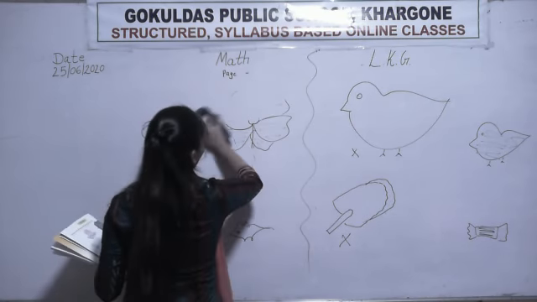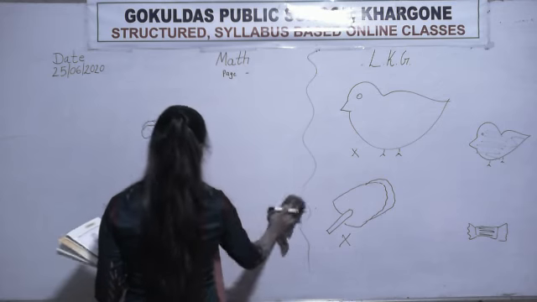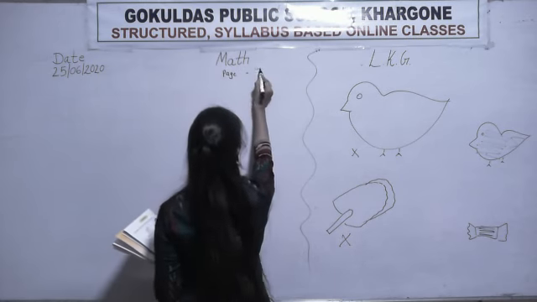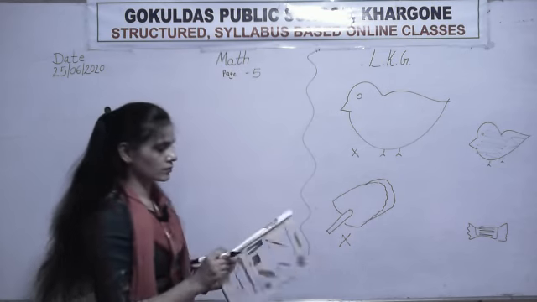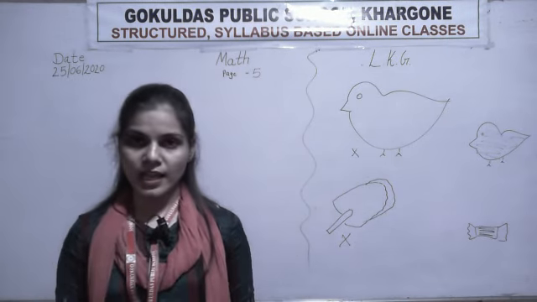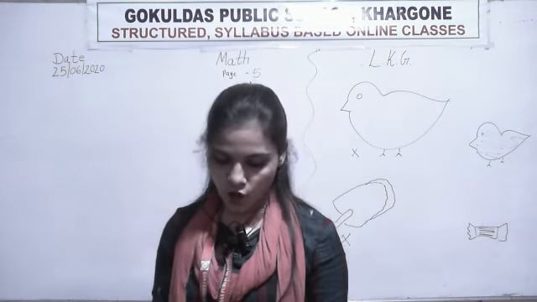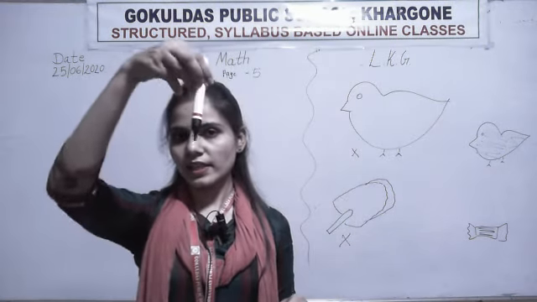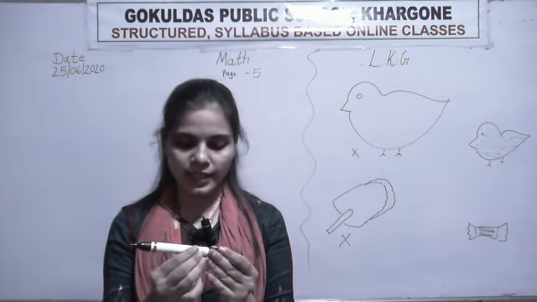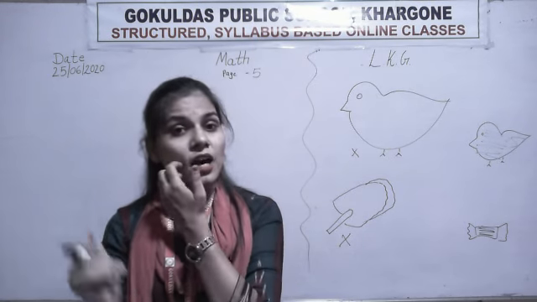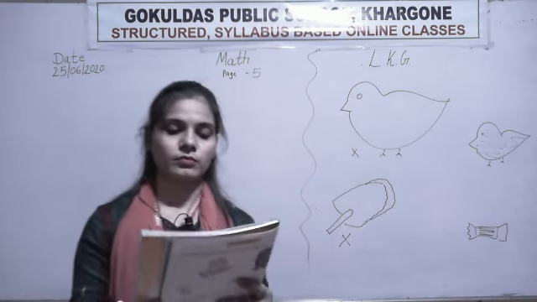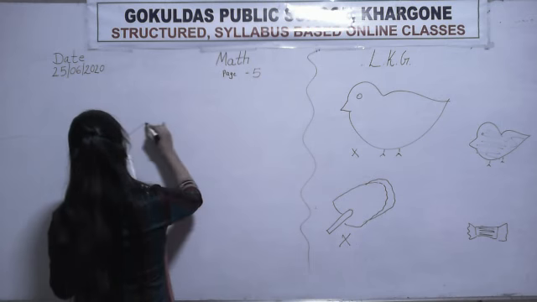Now take out page number 5. This question is about the concept of long and short. In your previous class, you saw which one is long and which one is short. Okay, this one is long and this one is short. According to their size, according to their height, we find out which one is long and which one is short. So this is the brush.